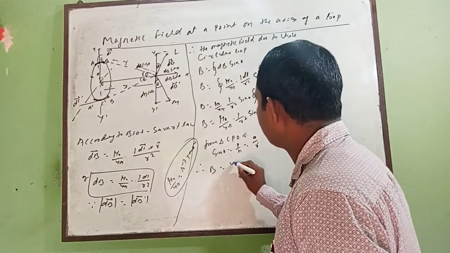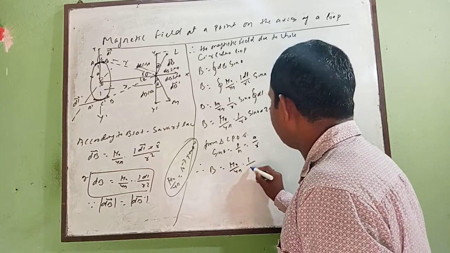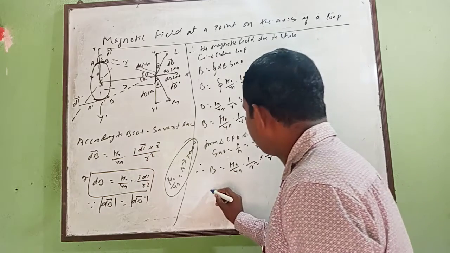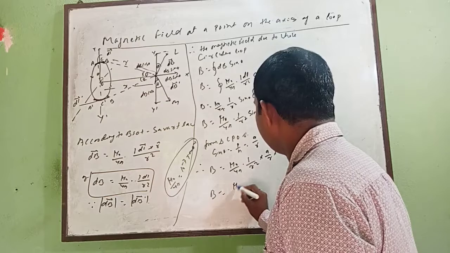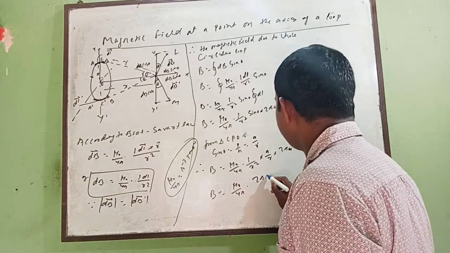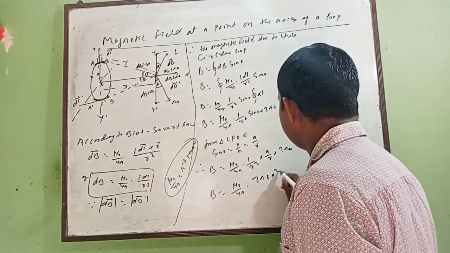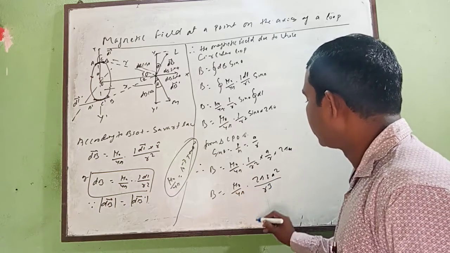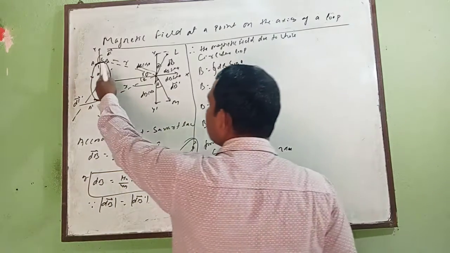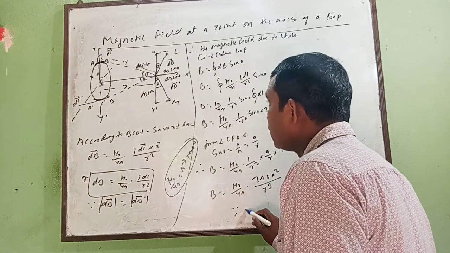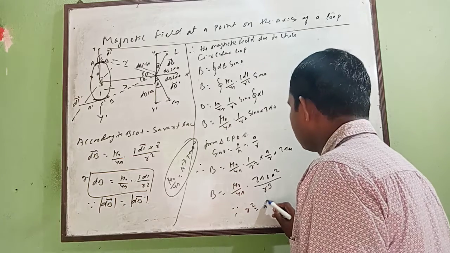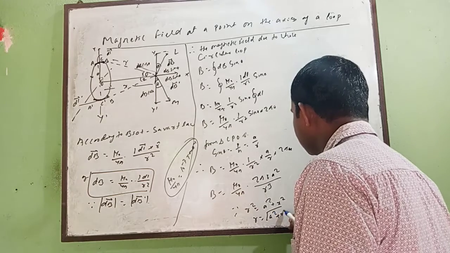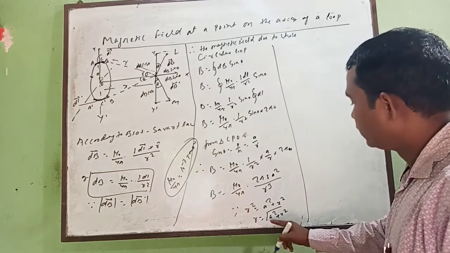Therefore B is equal to mu naught by 4 pi into I by R square into A by R into 2 pi A. Now you can merge this, so B is equal to mu naught by 4 pi into 2 pi I A square by R cube. And R you will find out: since R square is equal to A square plus X square, R is equal to root under A square plus X square.